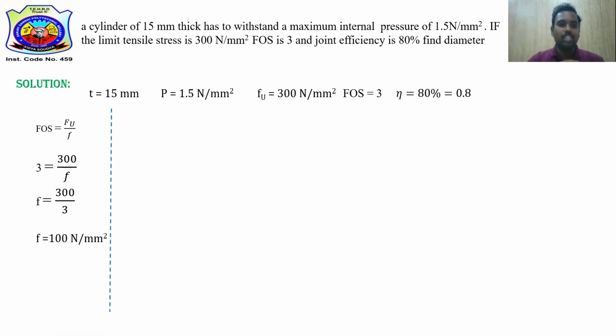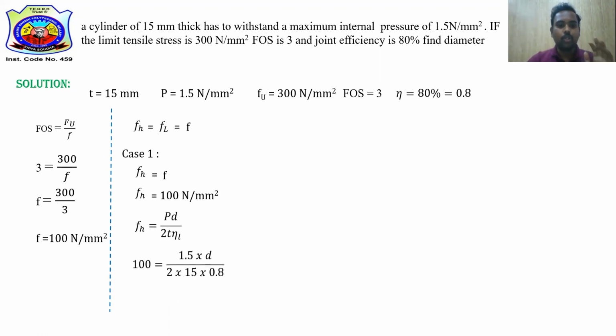That is case one and case two. In case one, I will take fh equals to f. Then I'll write the formula for fh equals to 100 Newton per mm square. Then fh equals to pd by 2t into eta L. So here, students, since he has given only the efficiency, not a particular efficiency, for both the cases, longitudinal efficiency and circumferential efficiency, I will use the same value. I'll use 0.8. So this is on substitution.